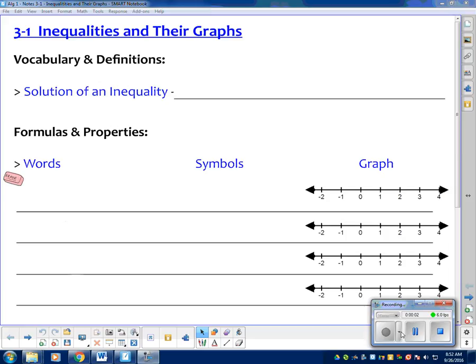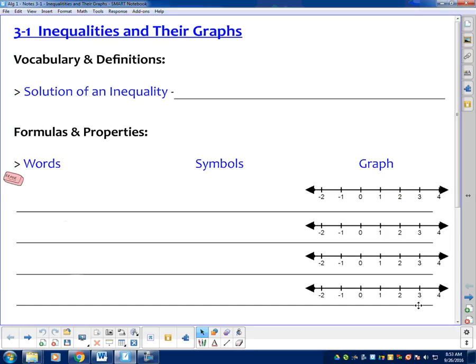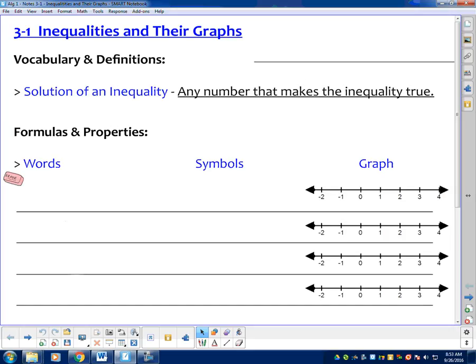Okay, we're going to look at 3.1 inequalities here. So we have some definitions. A solution of an inequality is any number that makes the inequality true. We're going to look at the different inequality symbols. You've probably seen them before. You've been working with them. We're going to go ahead and define all the different inequality symbols.